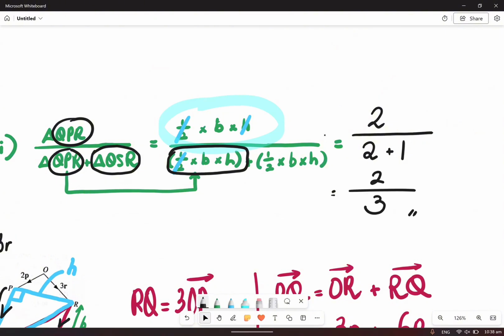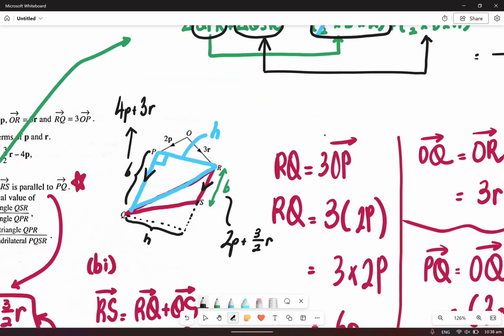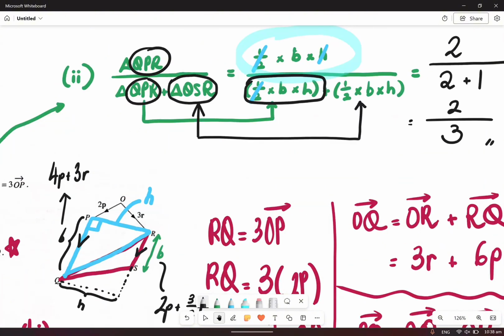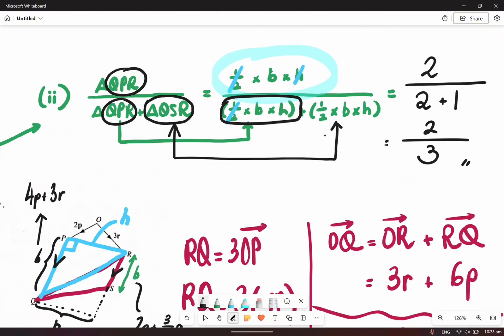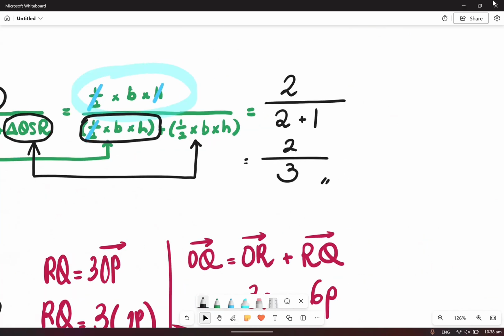Why is it 1? Maybe I talk about that first. Why is this 1? Because you get it from QSR. Where's QSR? QSR is half of the blue color triangle, correct? So if the blue color triangle has 2 units, then the smaller one has to be 1 unit. Make sense? Then when you add them up together, you get an answer of 2 over 3.